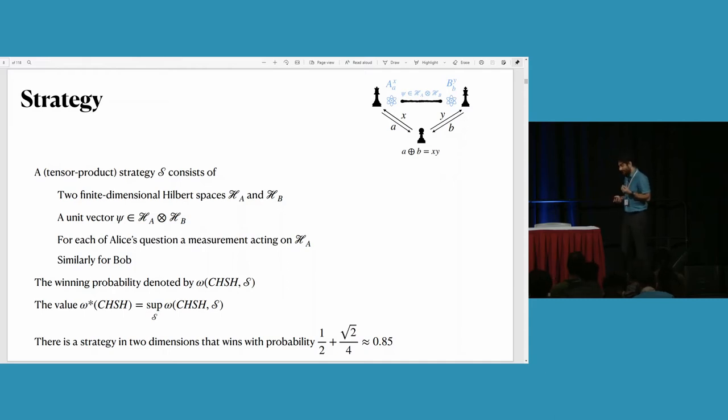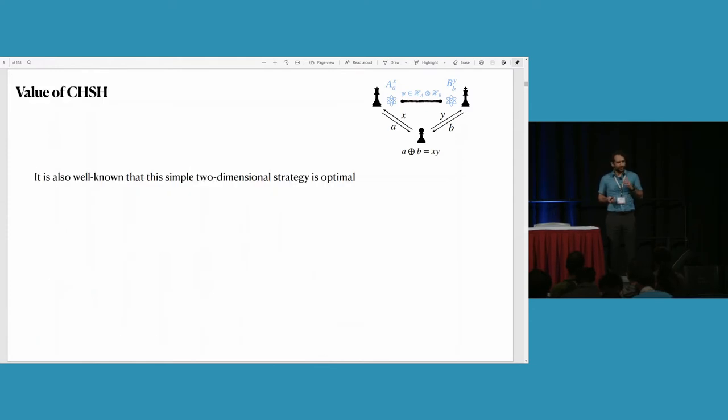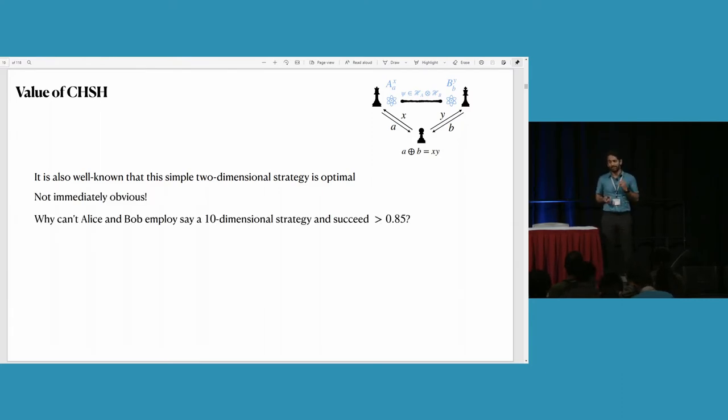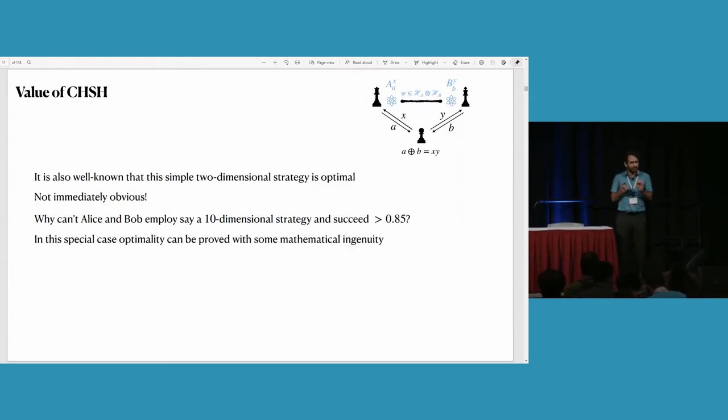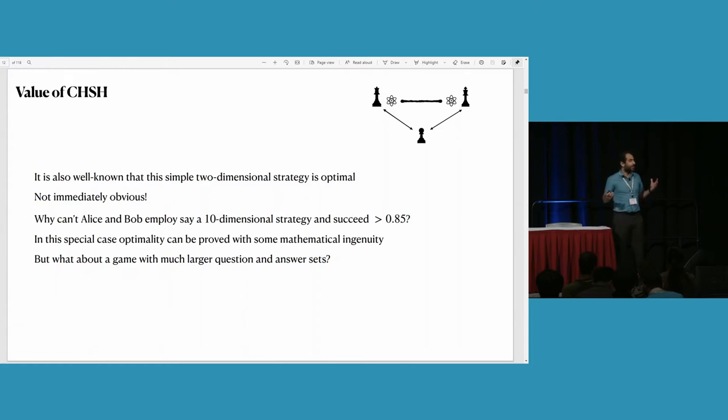It is well known that there is a strategy with just two-dimensional Hilbert spaces with winning probability 0.85 for this game. It is also well known that this simple two-dimensional strategy is really the best the players can do in this game. But that is really not something that is immediately obvious. Why couldn't Alice and Bob go to a larger dimensional Hilbert space and use some very complicated measurement operators and win the game with a probability that is strictly larger than 0.85? Well, we are lucky that CHSH is a simple game, and with some mathematical ingenuity, we can in fact show that this 0.85 and the two-dimensional strategy are the optimal play for this game. But what about a game that is much more complicated, a game with a larger question set, a larger answer set, and very, very complicated game rules?